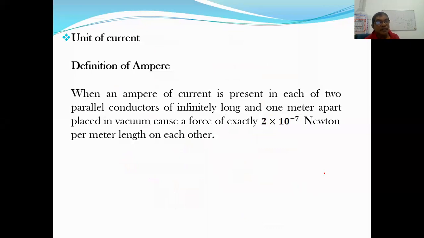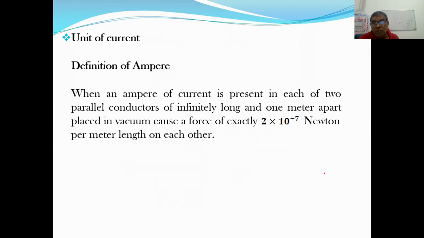Then this is the final equation we can write down. F is equal to 2 into 10 to the power minus 7 I square. If I is equal to 1, then 1 ampere is actually passing through these conductors. The force is exactly equal to 2 into 10 to the power minus 7. So the definition of 1 ampere means the force is equal to 2 into 10 to the power minus 7.